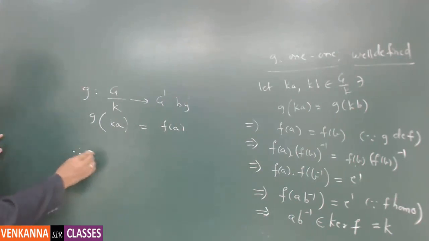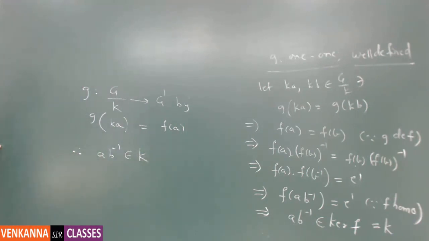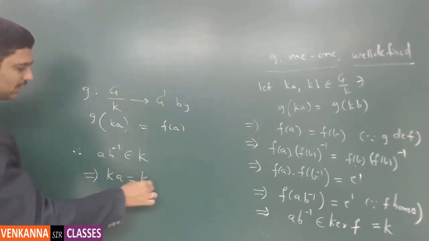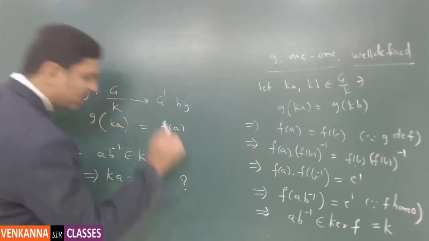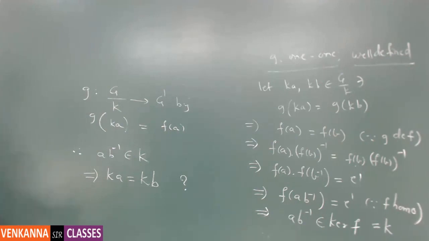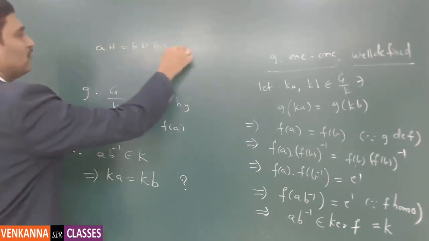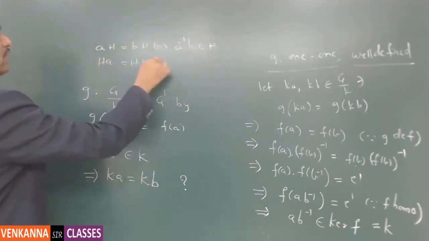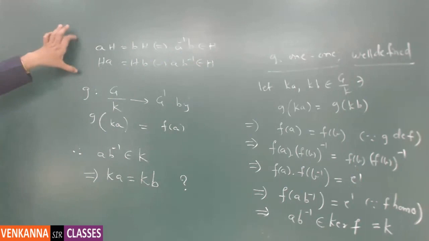Therefore, what you got? AB inverse belongs to K. Immediately, I can write that KA is equal to KB. Now the question comes, how did it happen? This happened because I have given some results in cosets: AH is equal to BH if and only if A inverse B belongs to H. HA is equal to HB if and only if AB inverse belongs to H. Can you recollect these results from the cosets chapter?